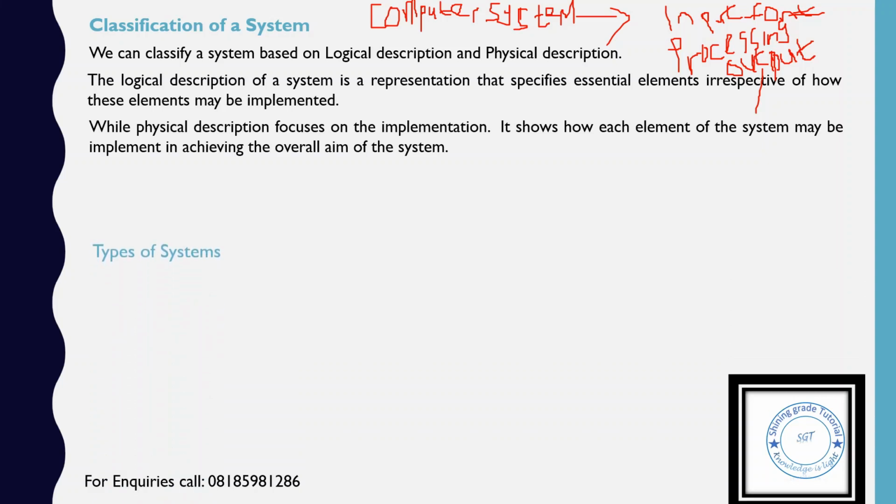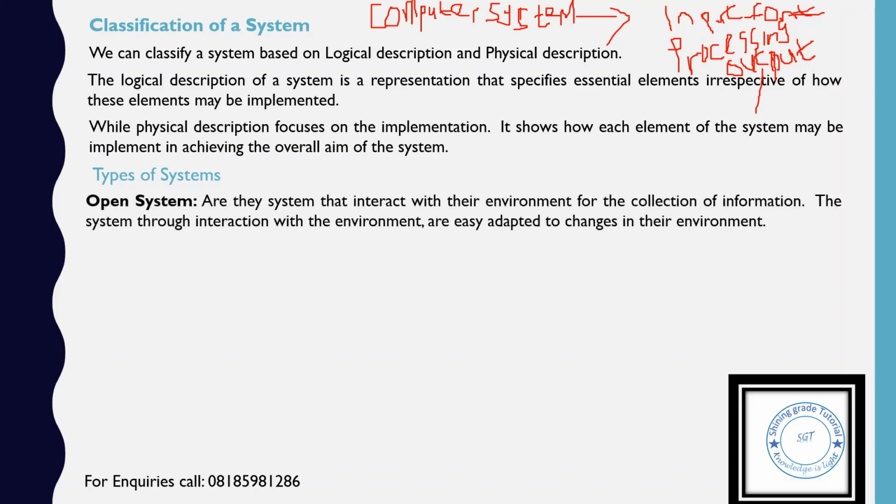Now let's move to different types of systems. We can categorize a system based on how it interacts with its environment. So we have basically two types: an open system and a closed system. An open system is a system that interacts with the environment in the collection of information. It adapts to changes in its environment. Such a system is an open system. A very good example is a business system. Business as a system interacts with its environment in the collection of information.